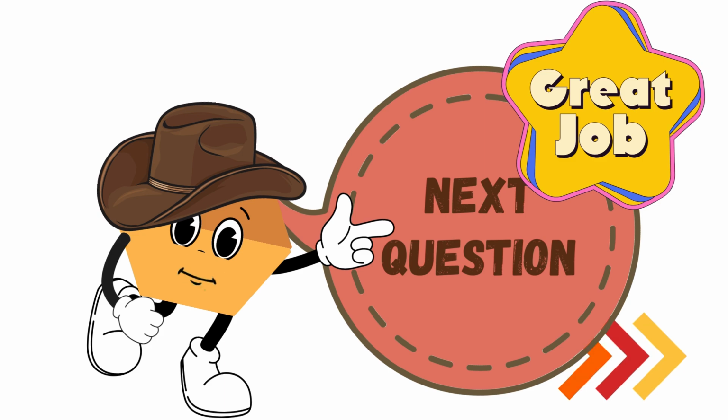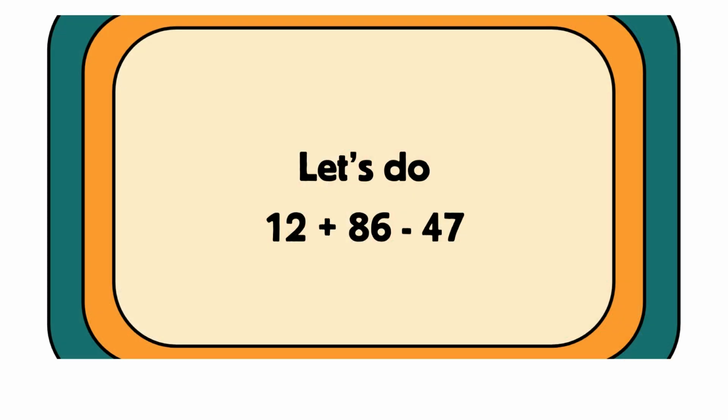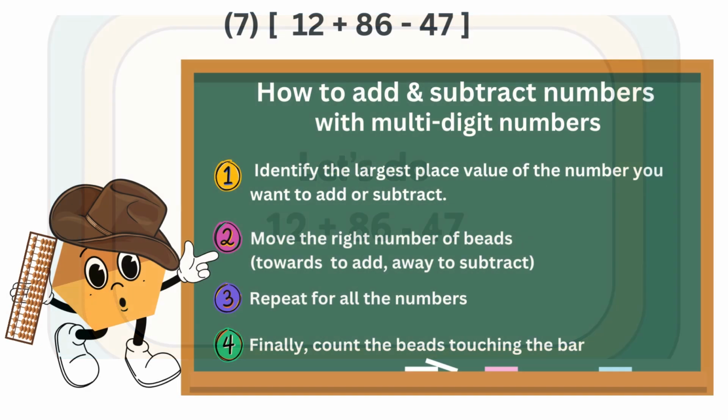This time, we have 3 numbers. Let's do 12 plus 86 minus 47 on the abacus. No matter how many numbers you add or subtract, just follow the steps and repeat for all the numbers.